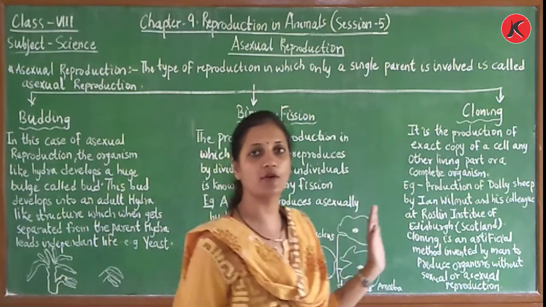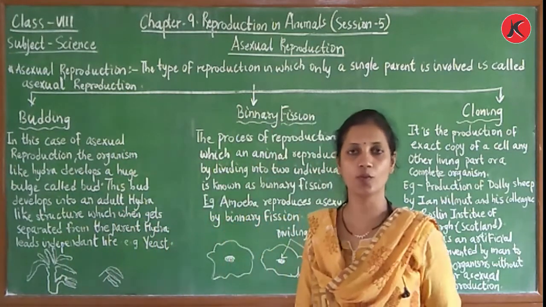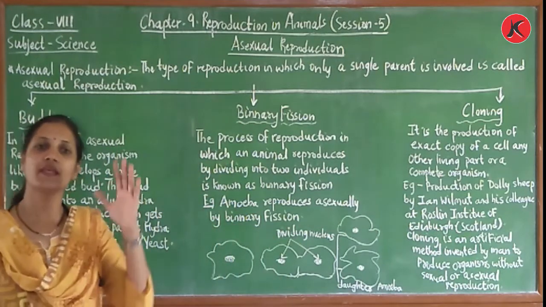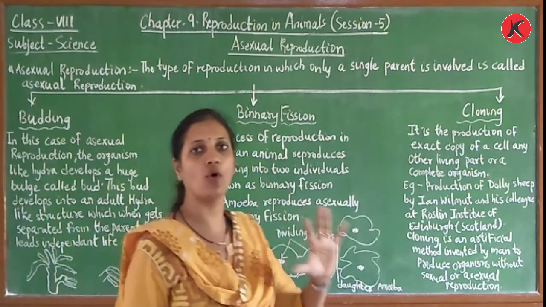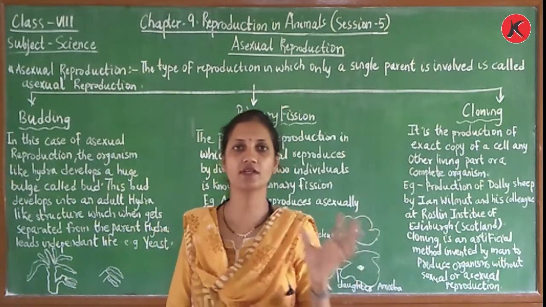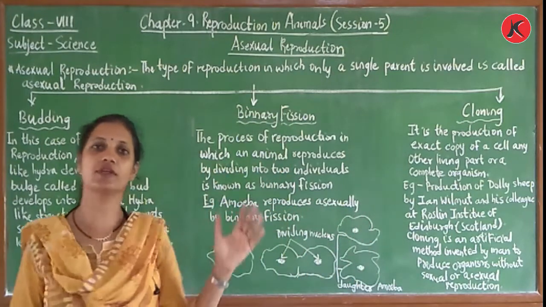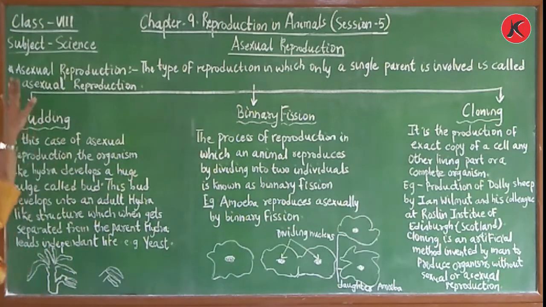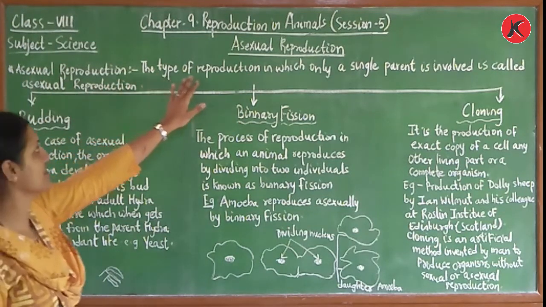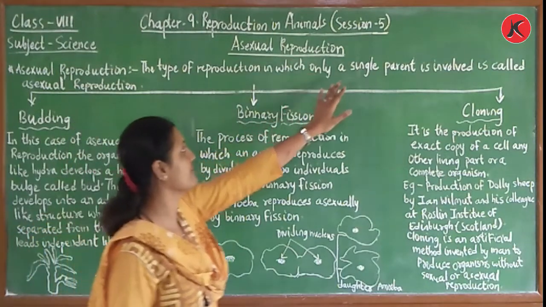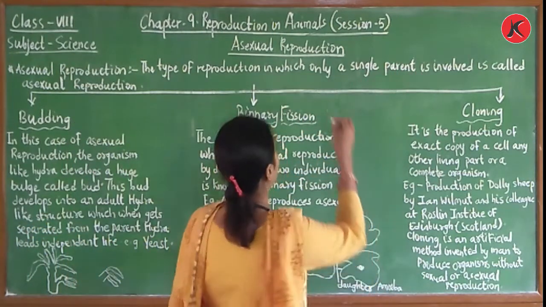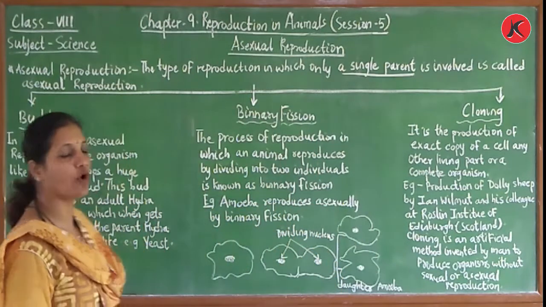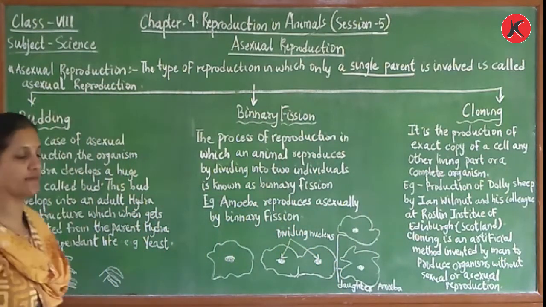In modes of reproduction we have discussed two modes. One is sexual and the second is asexual. In sexual we have discussed all the parts, we have covered all the points. Now we are going to discuss asexual reproduction. Asexual reproduction means the type of reproduction in which only a single parent is involved.